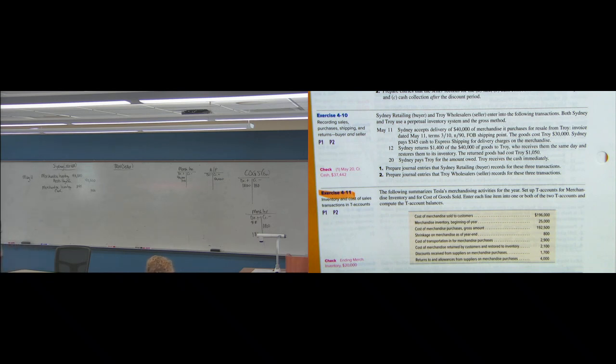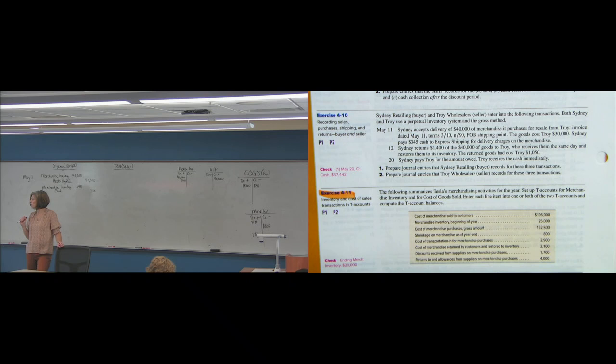On the 12th, Sydney returns $1,400 of the $40,000 of goods to Troy, who receives them the same day and restores them to inventory. The returned goods had a cost to Troy of $1,050. Now, we're not doing Troy right now. We're just doing Sydney, the buyer. So again, looking at the paper that I gave you. Everyone should be looking at the paper and not doing anything else.